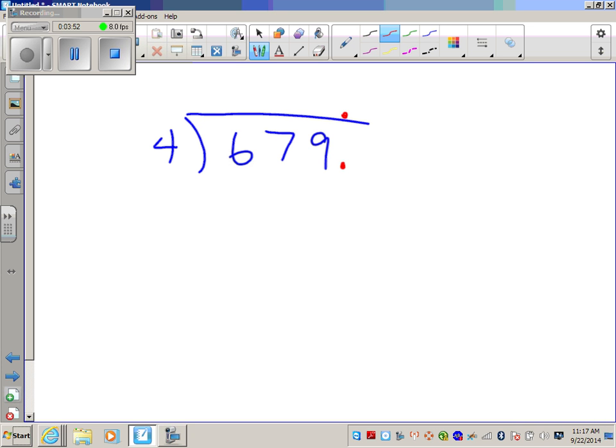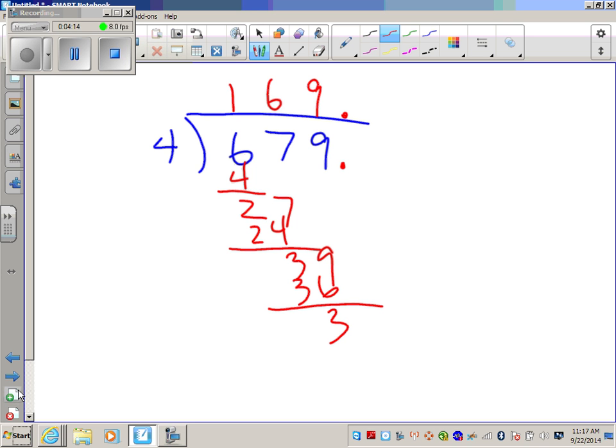4 into 6, 1. So I put the 1 over that 6. 2, 4 into 27. 6 is 24. 3 left. 4 into 39. 9. And that would be 36. Now I have 3 left.